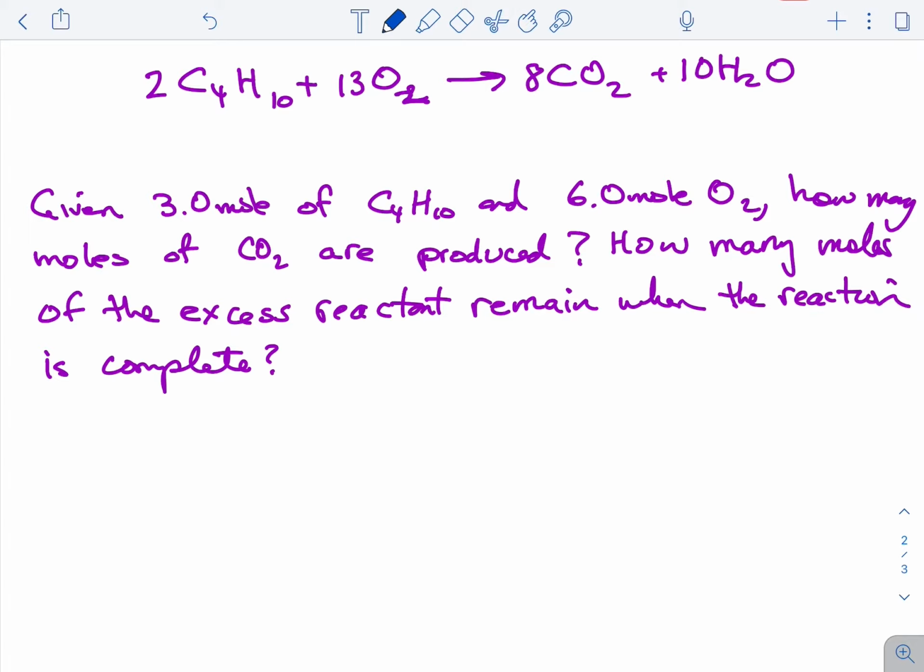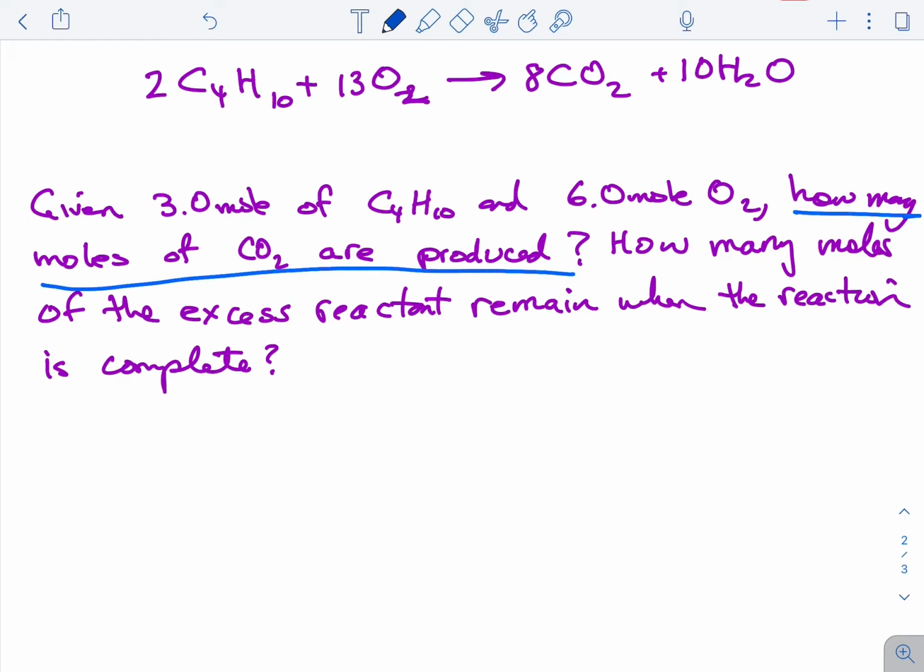So we're given a reaction equation. This is butane reacting with oxygen, yielding CO2 and water, and it's been balanced for us. And we're given 3 moles of the butane, the C4H10, and 6 moles of the O2. How many moles of CO2 are produced? Let's tackle that question first. How many moles of the CO2 are produced?